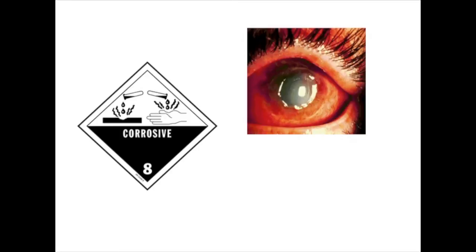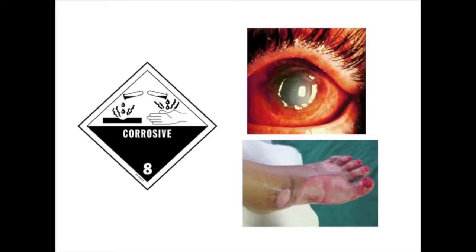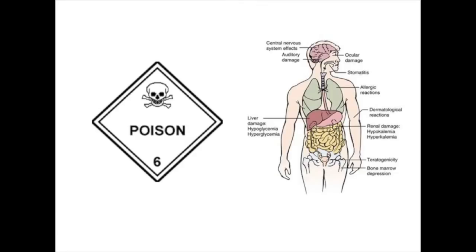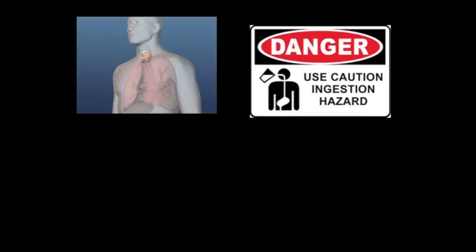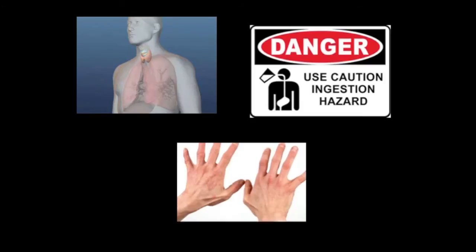For example, this symbol indicates the substance is corrosive, meaning that it can easily burn eyes or skin. This symbol indicates the substance is poison, meaning that the material can damage organs if it enters the body. Depending on the material, that pathway into the body might be through inhalation, breathing, ingestion, swallowing, or absorption across the skin.